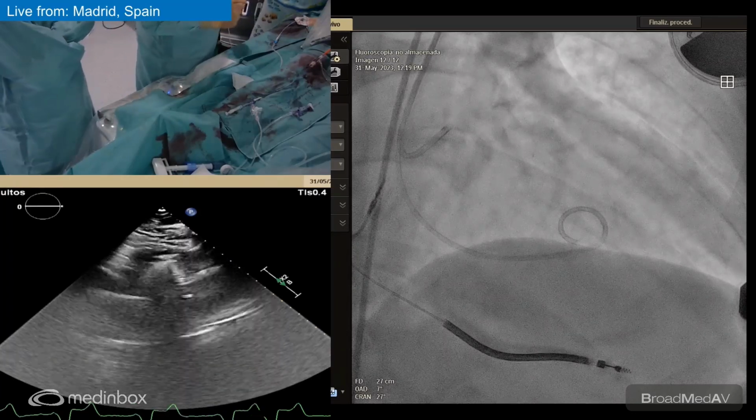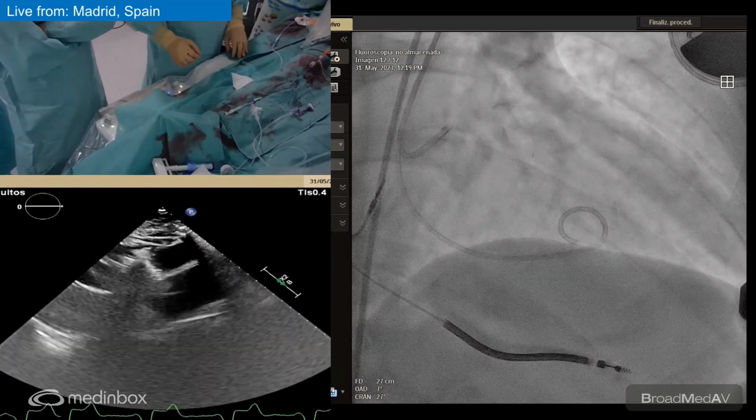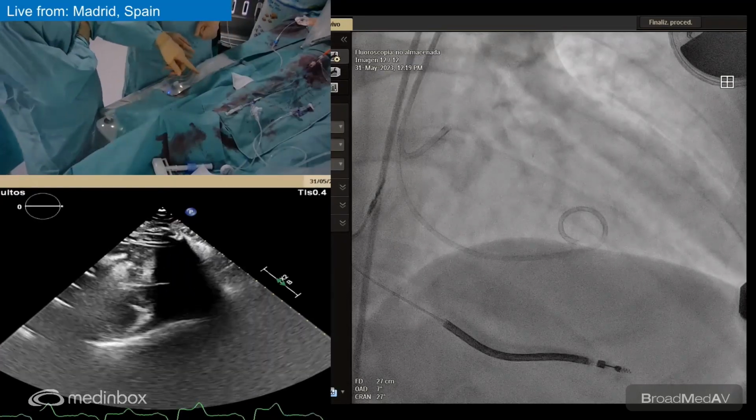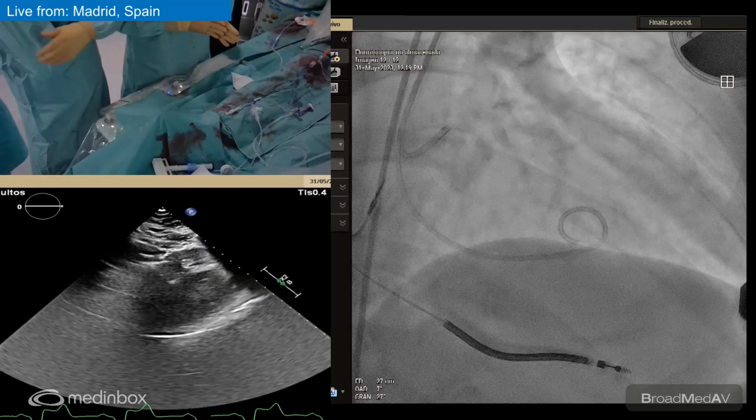We can check the next septal. If we are happy with the result there, we inject in that septal. And if not, we come back and inject a bit more here, probably. Okay.